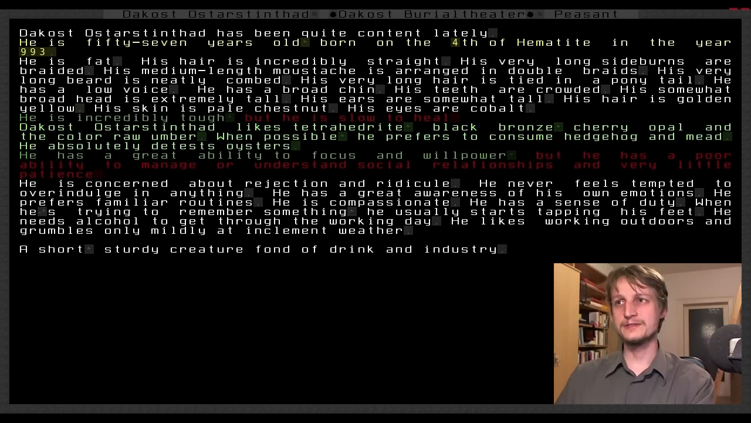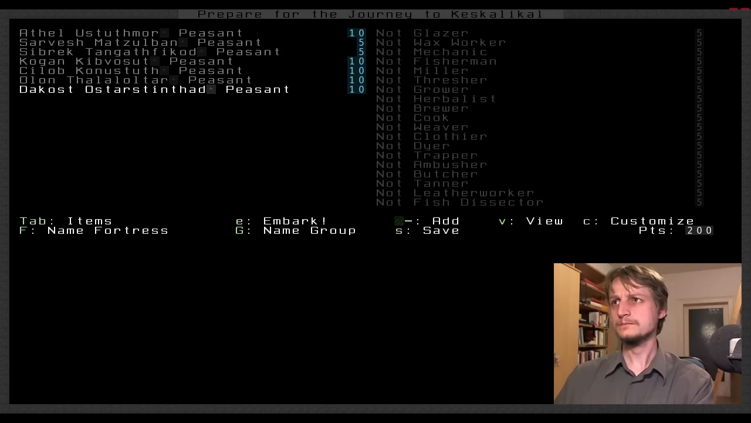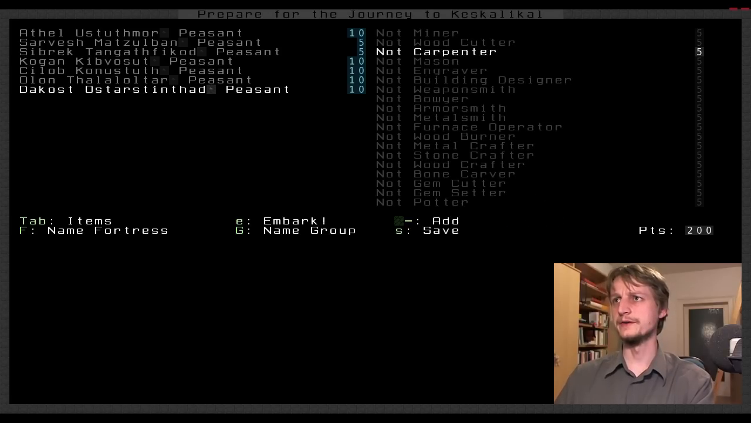Incredibly tough and slow to heal, has great ability to focus and willpower, has a poor ability to manage or understand social relationships, very little social relationships, and very little patience. This will be my other miner, because in the wiki I have read that willpower is also an important character feature for miners. Incredible. Although he's not so strong. This would be my secondary miner.